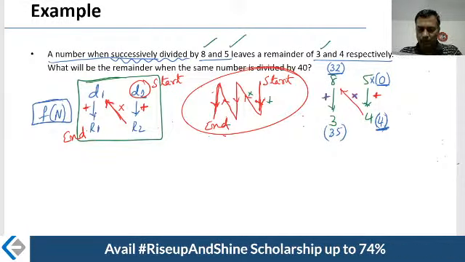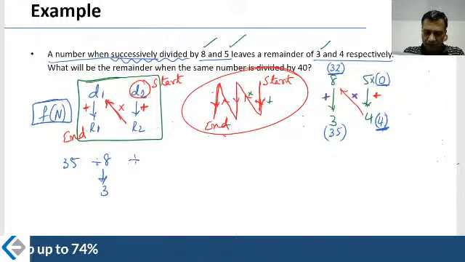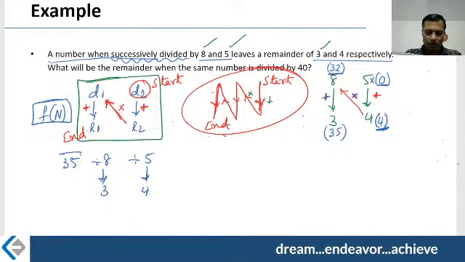My point is 35 is the smallest such number. What I'm trying to say is, look, 35 is the smallest such number. 35 when divided by 8 leaves 3 as the remainder. When it's successively divided by 5, then it leaves 4 as the remainder. 35 is the smallest such number.